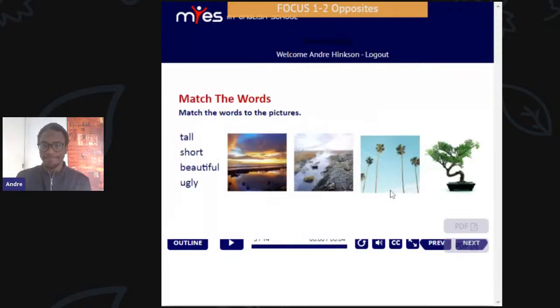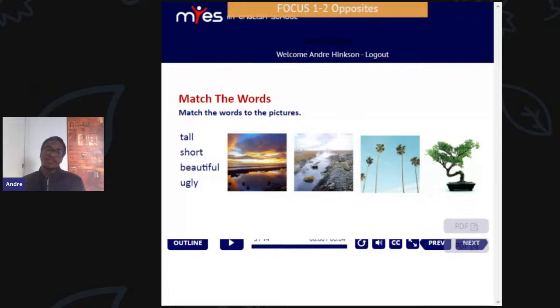Good. So let's begin. Let's match the words to the pictures. So we've got 4 pictures on our screen, and we have 4 adjectives. We've got tall, short, beautiful, and ugly. So let's match the correct adjectives to the pictures. Let's look at the first picture. How would you describe this picture using one of those adjectives? Remember, we've got tall, short, beautiful, and ugly.